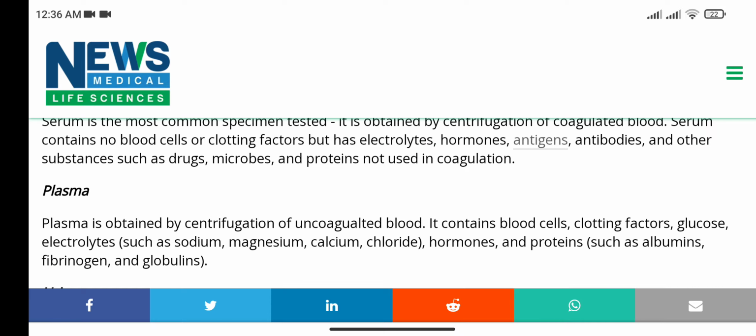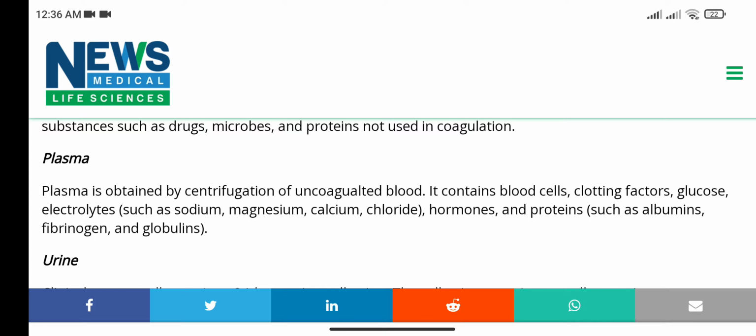Plasma. Plasma is obtained by centrifugation of uncoagulated blood. It contains blood cells, clotting factors, glucose, electrolytes such as sodium, magnesium, calcium, chloride, and hormones, and the proteins such as albumins, fibrinogen, and globulins.